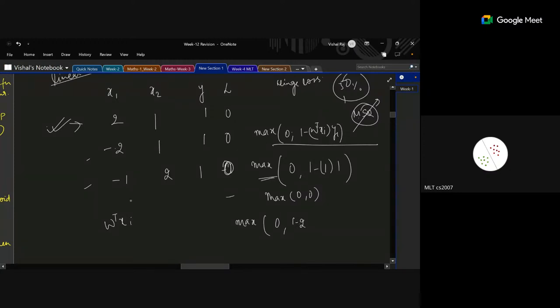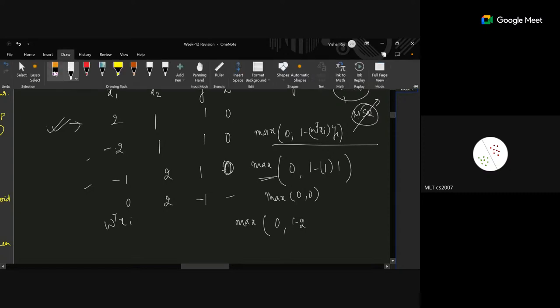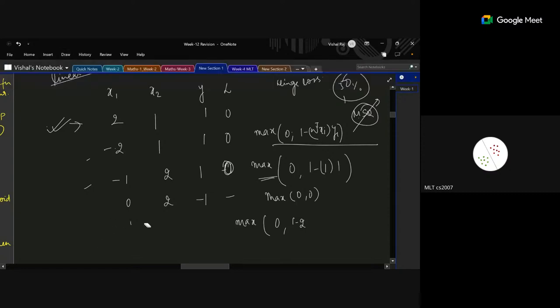Okay, I'm giving you one more thing. For all the points, it came 0. Now take 0 to minus 1, calculate for this one. I just want to say that the loss can be other values also. For this, you should be getting some different value, not 0 for sure. 3. Yeah, so you'll be getting 3 here.